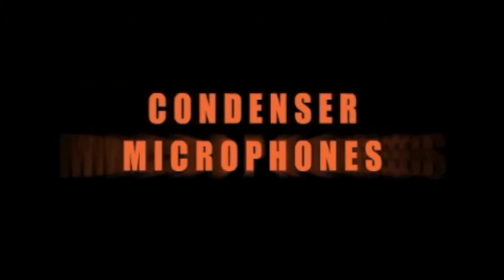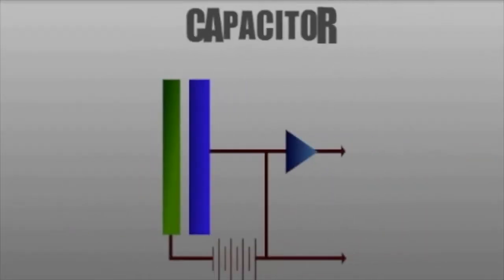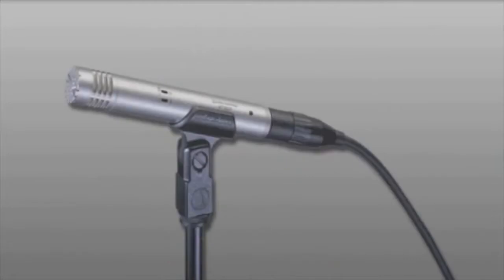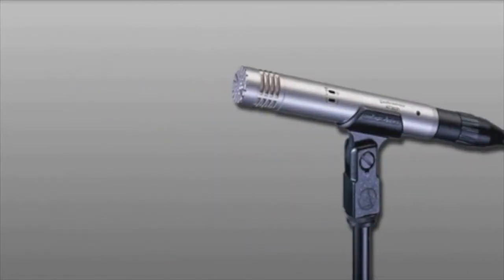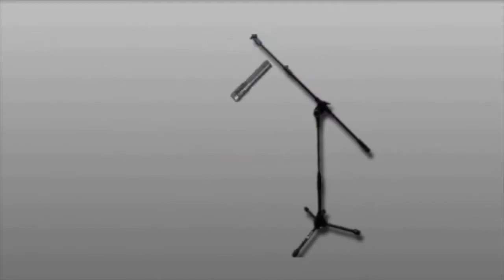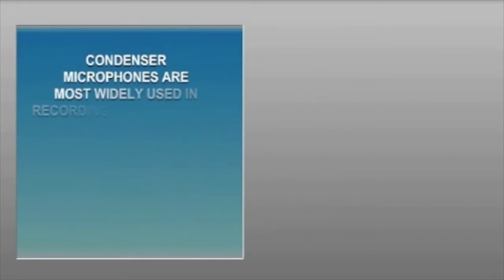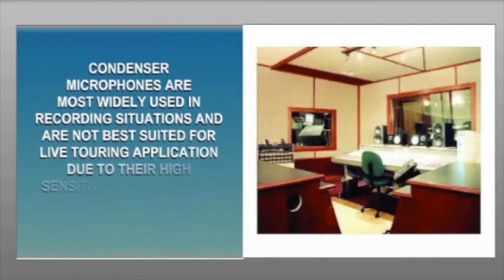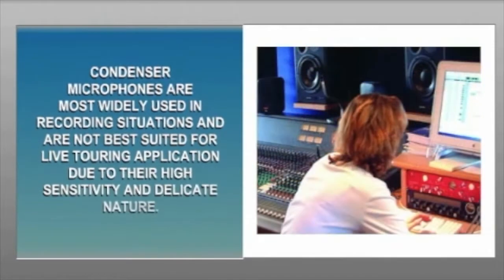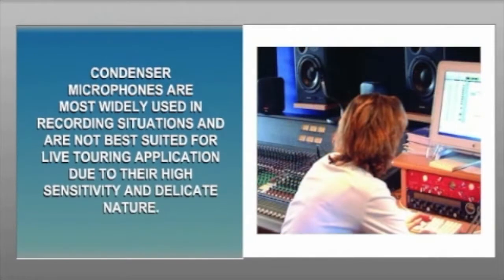A condenser microphone uses a capacitor as the pickup element. Condenser microphones are known for their high sensitivity and transparent sound. They are also rather delicate and cannot stand up to abuse like a dynamic microphone. Condenser microphones are most widely used in recording situations and are not best suited for live touring applications due to their high sensitivity and delicate nature. There are exceptions, but in general they are used primarily in recording studios.